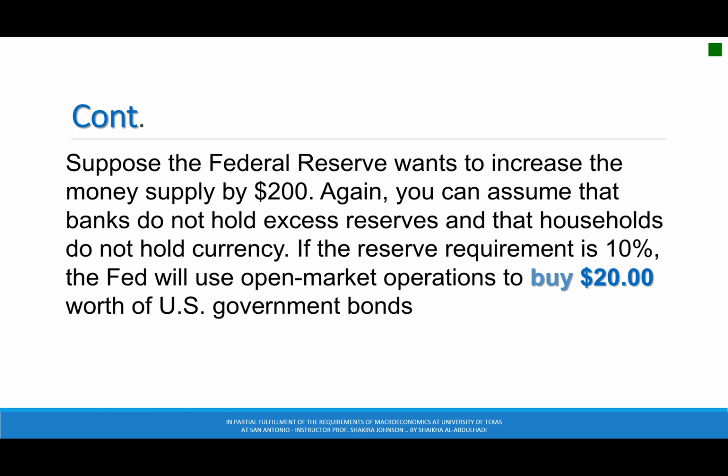At a reserve requirement of 10%, the money multiplier is 10. Therefore, the money supply will grow 10 times the initial increase in demand deposits from the Fed's open market purchase. If the Fed buys $20 worth of government bonds, the demand deposits and the bank reserves will rise by $20. The $20 increase in reserves will support an increase in the money supply of 10 multiplied by 20, which equals $200, as the banks lend out the excess reserves generated by the Fed's purchase.